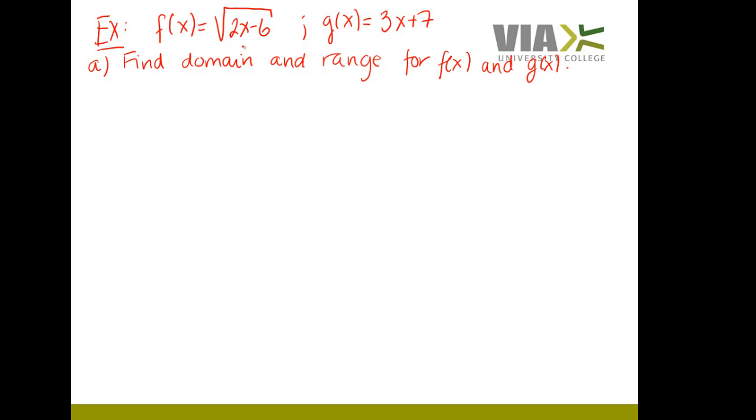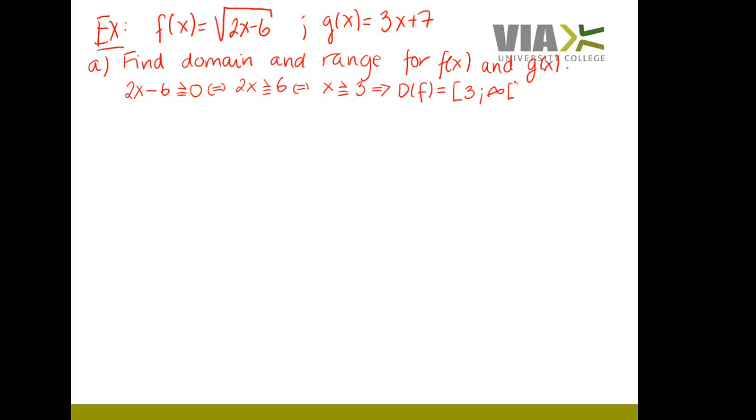We see f(x) is defined as the square root of 2x minus 6, and as we recall, we're not able to take the square root of a negative number. Therefore, we need to make sure that 2x minus 6 is greater than or equal to 0. Which of course means that 2x must be greater than or equal to 6, and that we can simplify into x being greater than or equal to 3. So in other words, the domain for the function f is equal to all the numbers from 3 included to infinity.